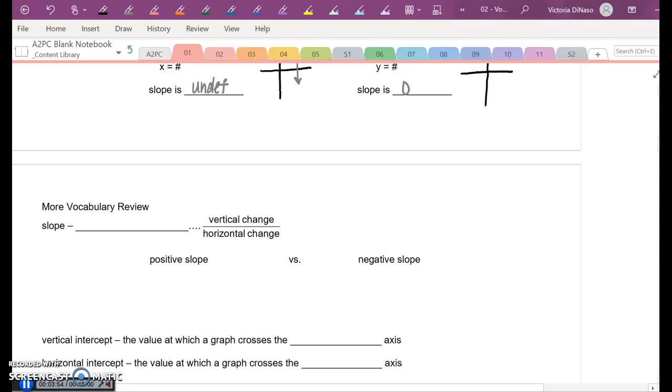So we have more vocabulary review. For slope, slope is the rate of change. It's how much something is moving. So for the rate of change, we have the vertical change divided by the horizontal change, which just means we have the change in y all over the change in x. So you'll hear me say a lot, change in y over change in x, and that is slope, that is the rate of change, how far something is moving. For a positive slope, this is where we have an increasing line.